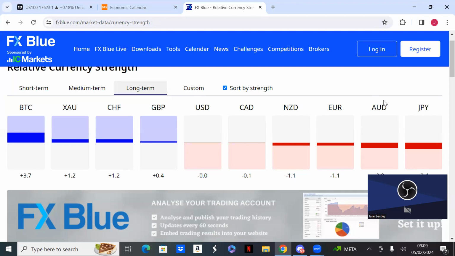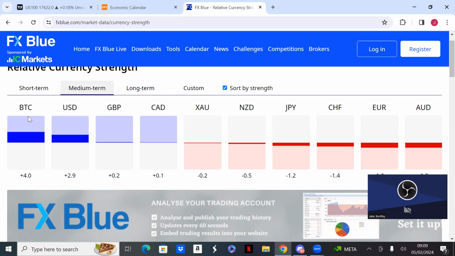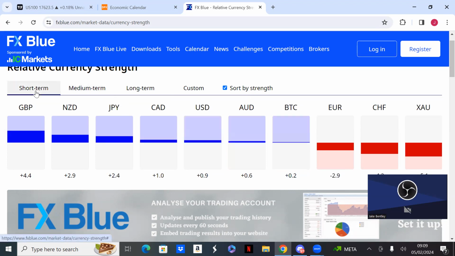The Great British pound is stronger than the Japanese yen long term as well. Bitcoin is absolutely killing it with a positive 3.7, the USD minus 0.0. Medium term, Bitcoin still killing it. USD a little bit stronger though, positive 2.9. Gold is stronger than the USD, and the Great British pound is still stronger than the yen.